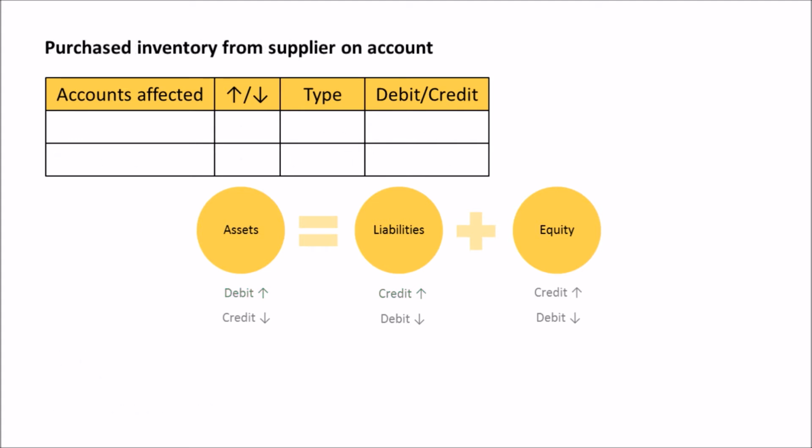Third example, purchase inventory from supplier on account. Now, I want to introduce you to two terms here. First, inventory are goods meant for resale. Second, purchase on account means the supplier gives you the goods first, but you don't pay now, you pay later. This is not common in our day-to-day life because we are consumers purchasing from businesses. Consumers usually buy things and pay upfront.